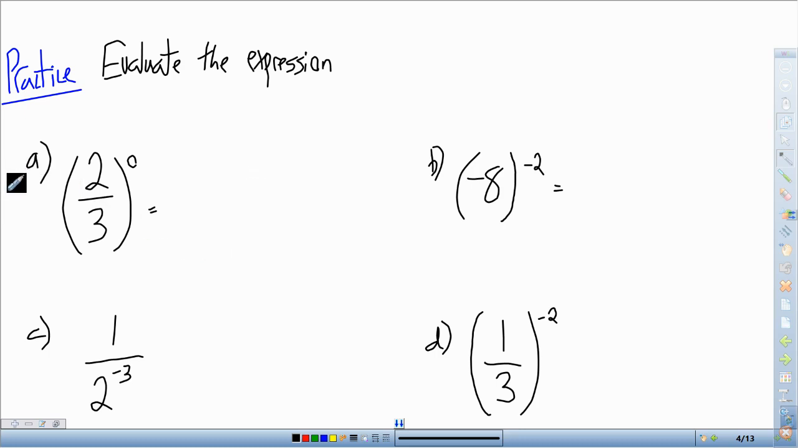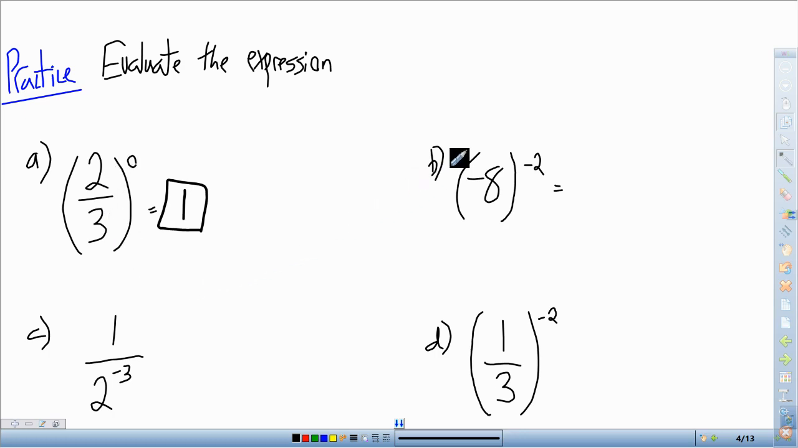On letter A here, we have 2 over 3 to the power of 0. Here's the thing. We could apply this power of 0 to both of these numbers and get 2 to the power of 0 and then 3 to the power of 0. But anything to the power of 0, whether it's a fraction, positive, or negative, is just going to turn into 1. We don't even need to apply it to the parentheses. When you have a power of 0, that really supersedes all rules, and it turns into a 1.